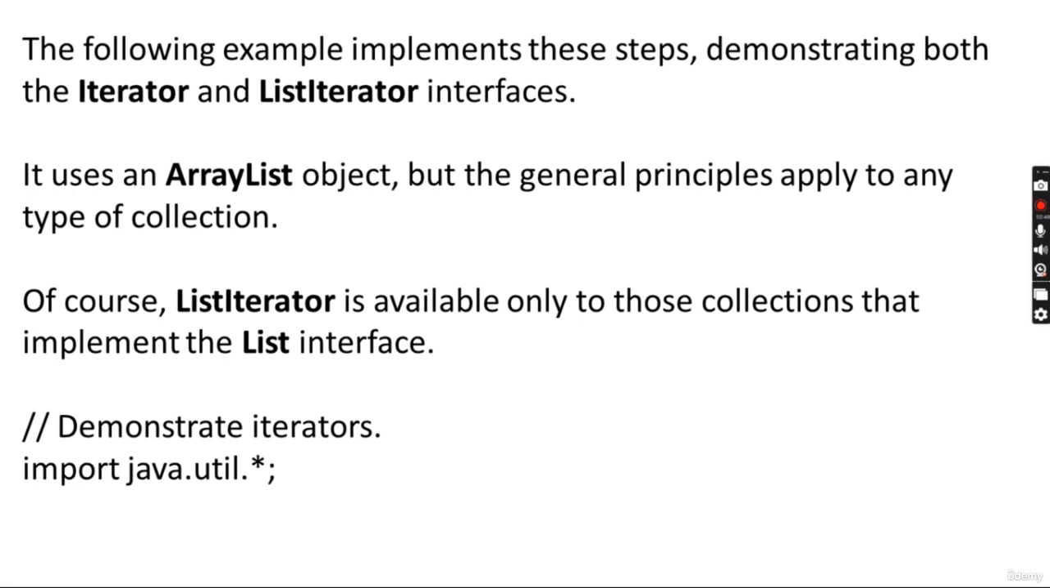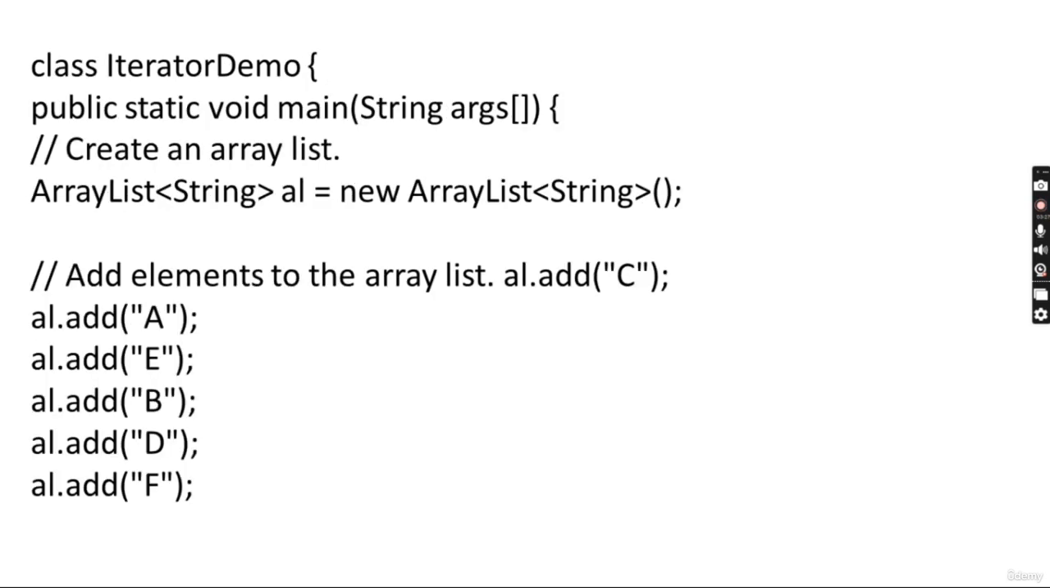The following example we will see. In this, we will implement these steps, and both Iterator and ListIterator interfaces are explained. An ArrayList object is used in this case, but the general principles apply to any type of collection. So it can be ArrayList, LinkedList, HashSet, LinkedHashSet, and so on. Principles will be the same for all general collection types. ListIterator is available only to those collections that implement the List interface. Now we will see the iterator interfaces in detail.